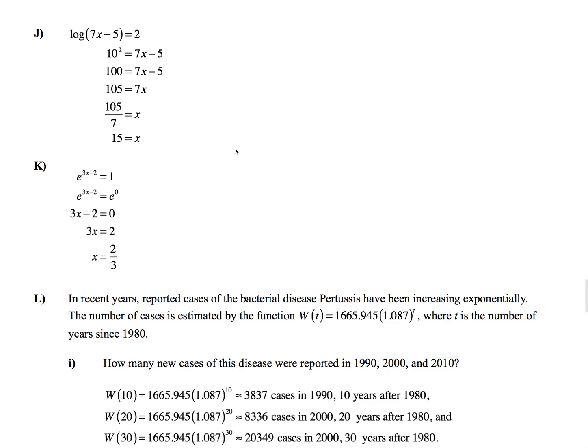All right, next we have another logarithm, log base 10, because it doesn't indicate the base, that means it's the common logarithm.